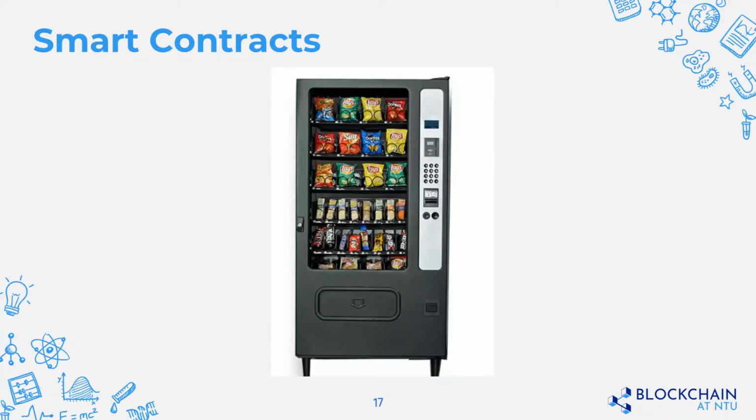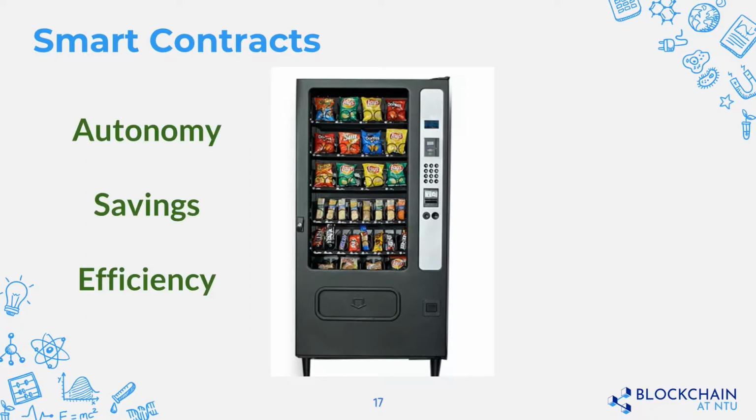So in fact, we already have something very similar to a smart contract in real life. It's a vending machine, right? A vending machine is basically like a smart contract. You put in money, and if you put in enough money, you can order a snack, and it just distributes it to you, right? If you don't put in money and you press the button, nothing is going to happen to the vending machine, right?